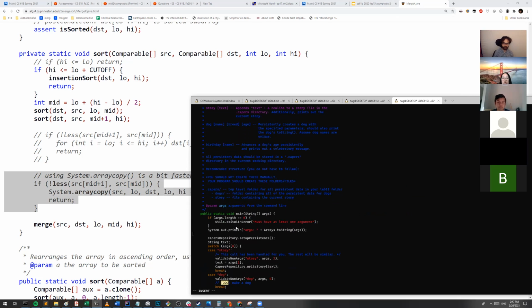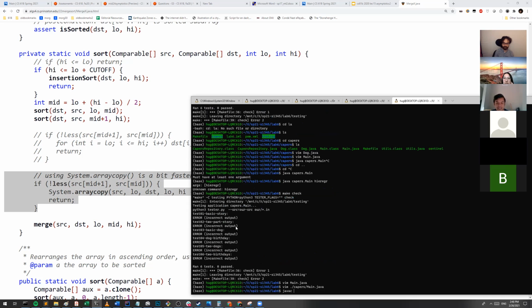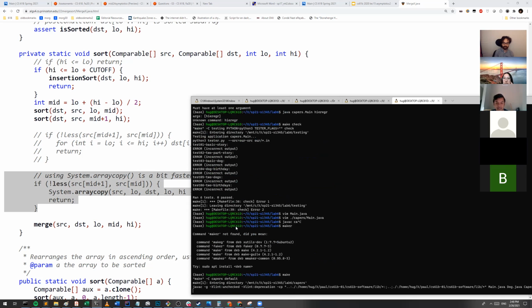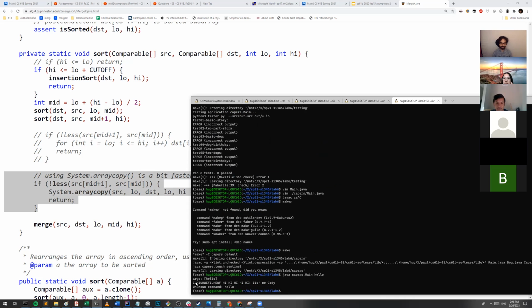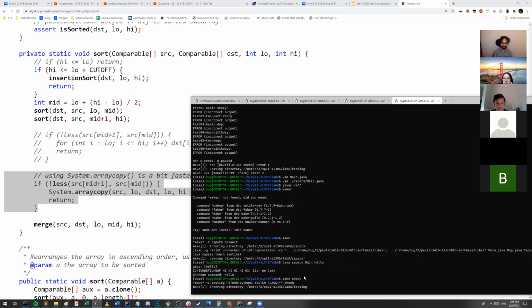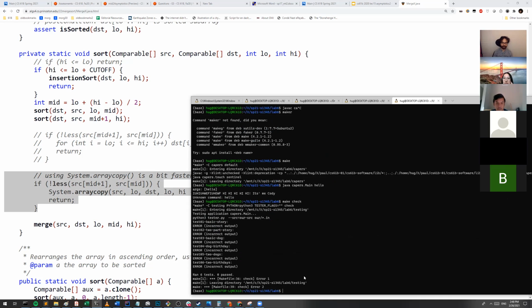The trouble is, if I do system.out.println, like, hi, it's me, Cody, and then I do make. You'll notice it says hi, it's me, Cody. But when I do make check, none of that appears here because it's intercepting all of our output. If you want to actually see the output, you have to use the debugging section later.